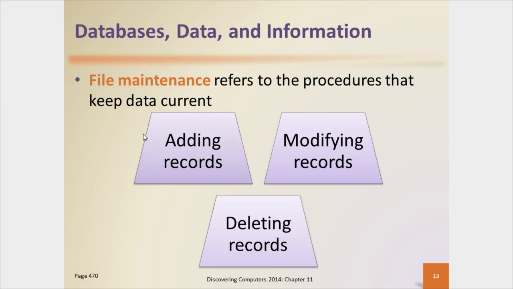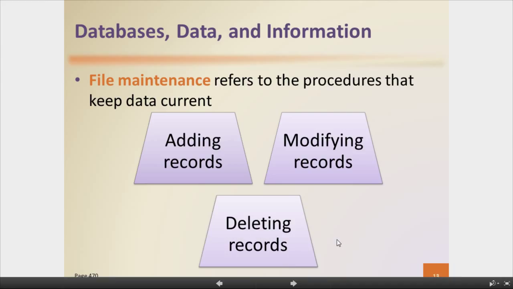Once we've got our database in place, we need to be able to do some sort of file maintenance. These are procedures that allow us to add records. So if we have students that are coming into the university, new freshmen, we need to be able to add those records to our database. If we have students that move or students that graduate, we need to be able to modify those records to reflect new addresses, for example. Or if we have a student that drops out, perhaps we need to be able to delete that record.